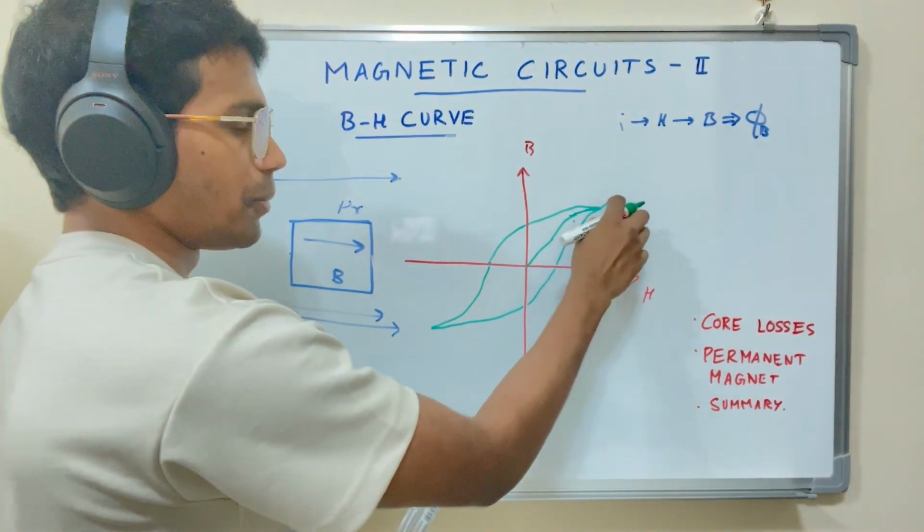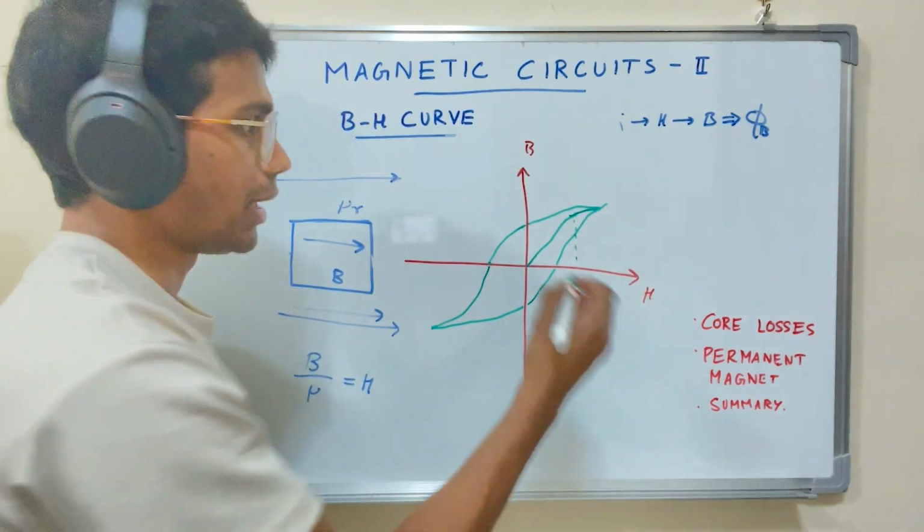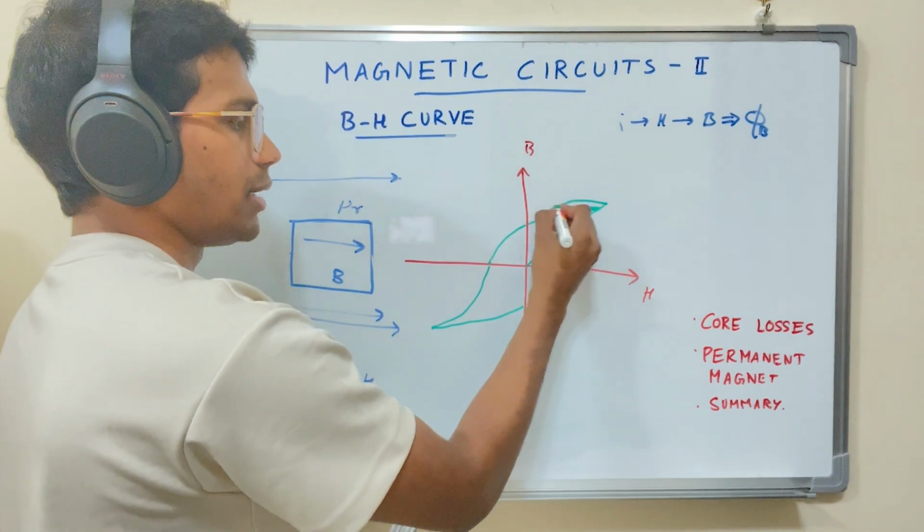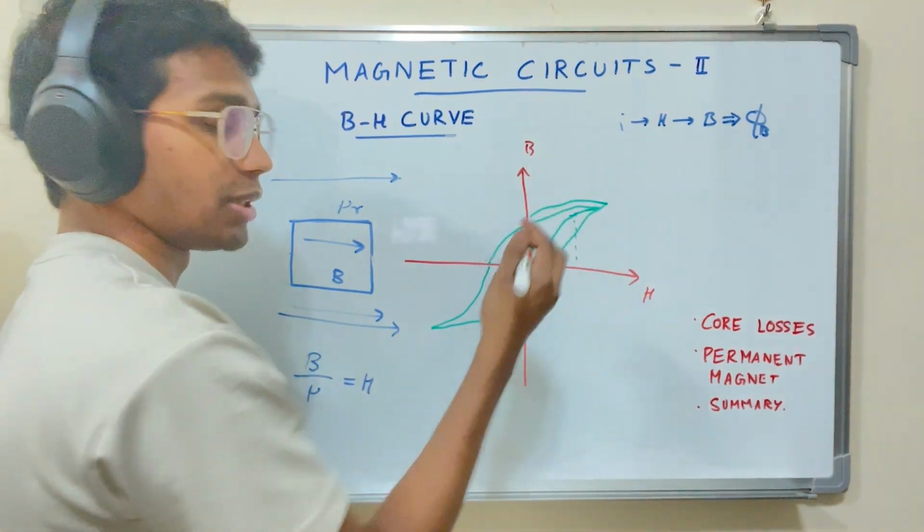Now, this may not be the same point. If we repeat the cycle again, it necessarily doesn't have to be at the same points. It won't be on the same points.